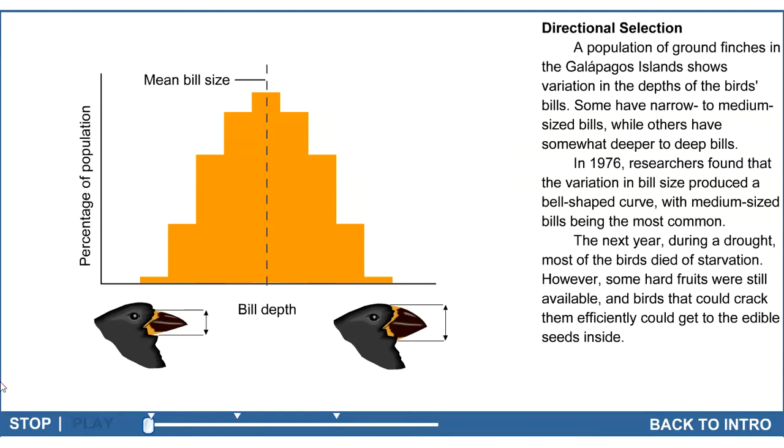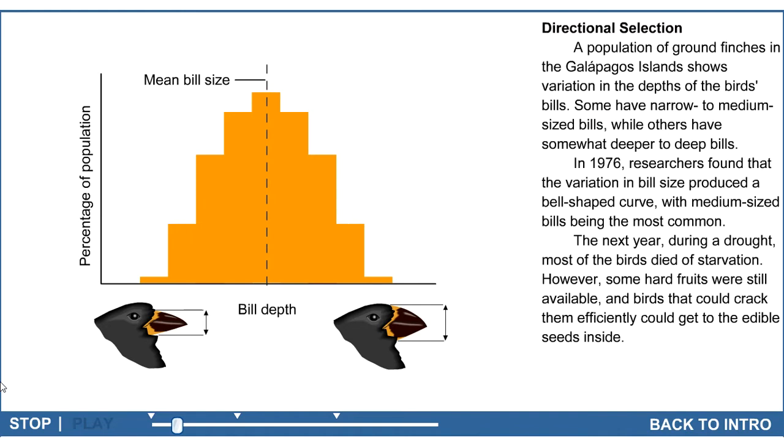A population of ground finches in the Galapagos Islands shows variation in the depths of the birds' bills. Some have narrow to medium-sized bills, while others have somewhat deeper to deep bills. In 1976, researchers found that the variation in bill size produced a bell-shaped curve, with medium-sized bills being the most common. The next year, during a drought, most of the birds died of starvation.